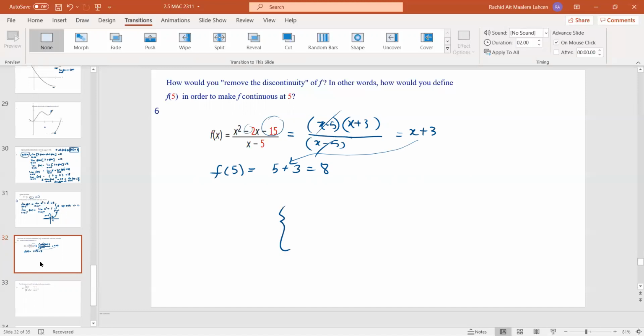So we can redefine it this way. F of x is x squared minus 2x minus 15 over x minus 5 when x does not equal 5, and when x equals 5, the value is 8. But I think for you, maybe for the homework, you're just going to put this value in.